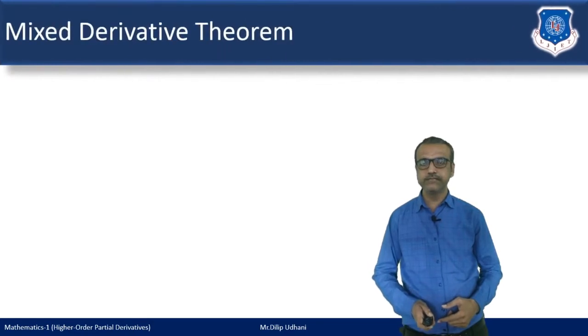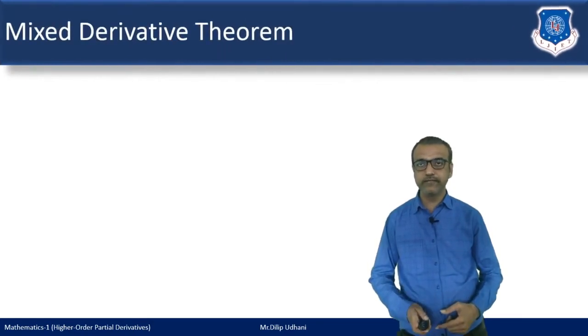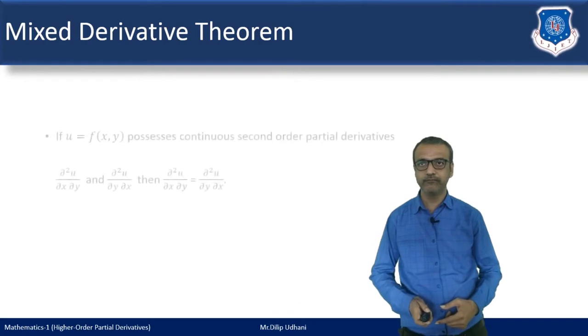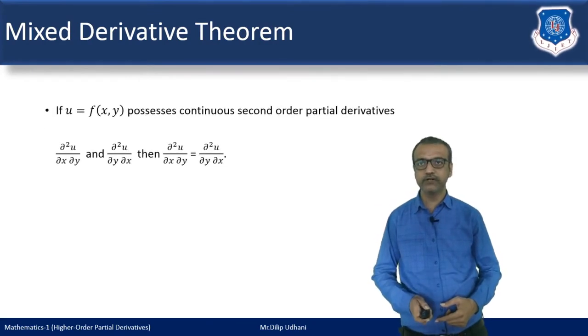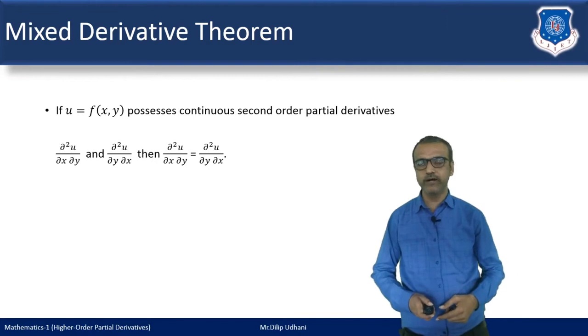Now we will see what is the mixed derivative theorem. If u equals f(x, y) possesses continuous second order partial derivatives, that is del square u by del x del y and del square u by del y del x, then del square u by del x del y equals del square u by del y del x.